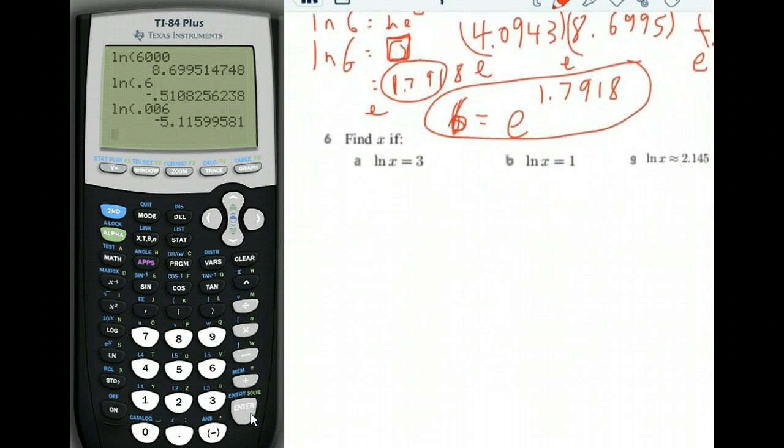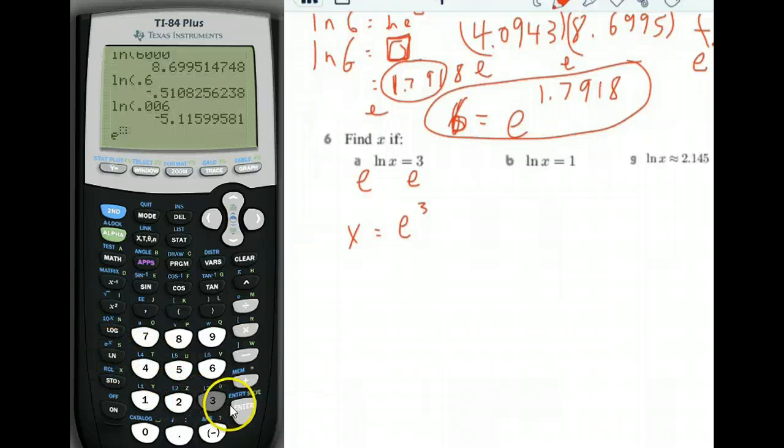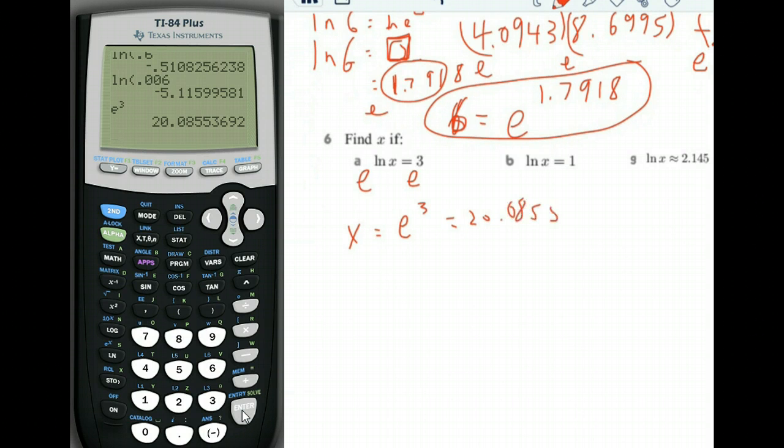Find x if log of x is equal to 3. Basically, let's take e to the log x and e to the 3. e to the log of x is equal to x. e to the 3 is e to the 3. So when they say find x if log of x is equal to 3, they're asking what's e to the 3? We can find that with our calculator. e to the 3 is equal to 20.0855.